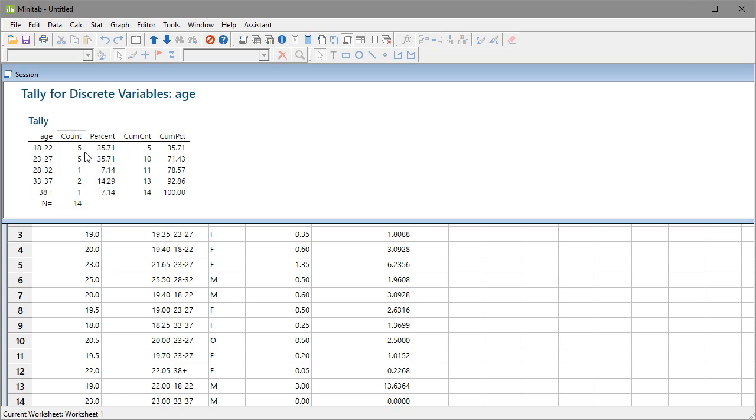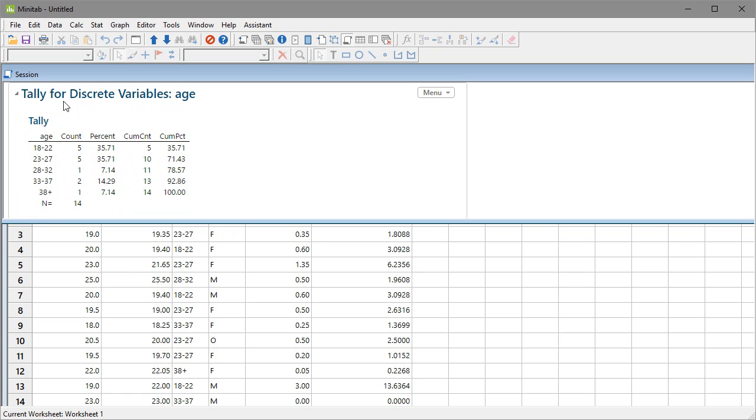So we can see we had 5 students who were between 18 and 22, 5 who were between 23 and 27, 1 who was between 28 and 32, 2 that were between 33 and 37, and 1 that was 38 plus. So the percentages here are just overall, that's 35% of the group, 35% of the group, 7%, 14, and 7, just kind of going through. But there you go.